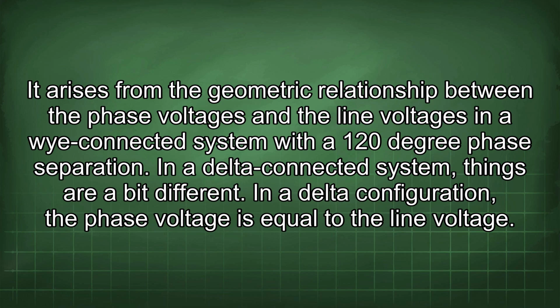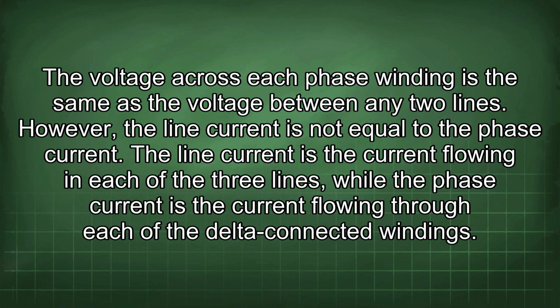In a delta-connected system, things are a bit different. In a delta configuration, the phase voltage is equal to the line voltage. The voltage across each phase winding is the same as the voltage between any 2 lines. However, the line current is not equal to the phase current. The line current is the current flowing in each of the 3 lines, while the phase current is the current flowing through each of the delta-connected windings.